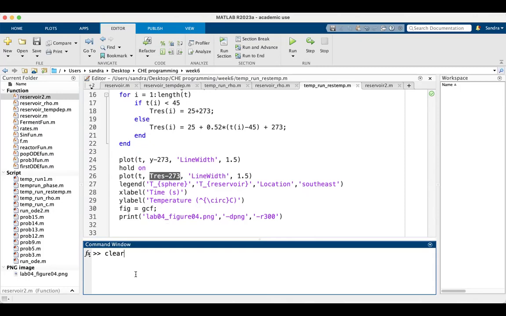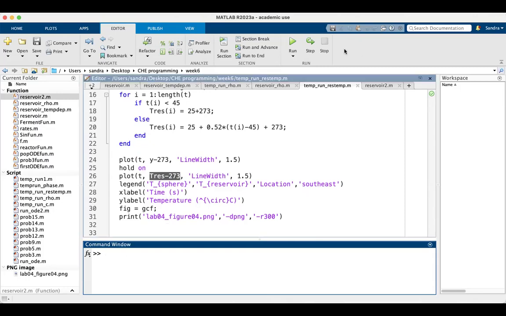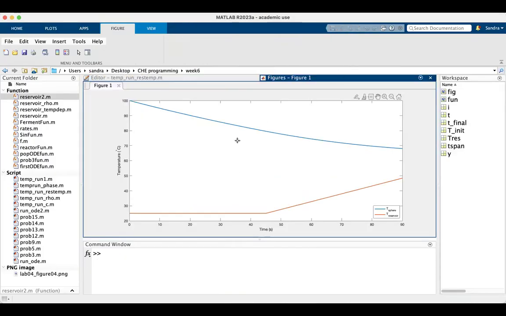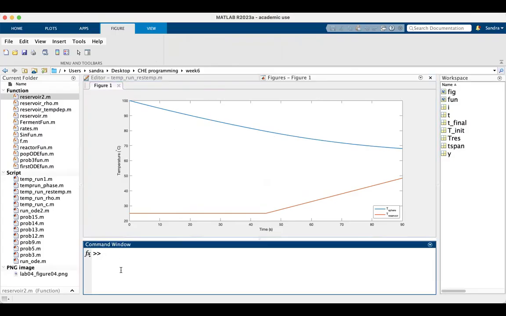Let me just clear the command window. If I run this, this is the behavior you'll be getting. Same as we observed, the T reservoir temperature will be a constant 25 degrees Celsius till time 45, and from that it will increase. It's a straight line equation. You have the temperature dropping. So to understand how this differs from the initial drop, let me just plot that also.